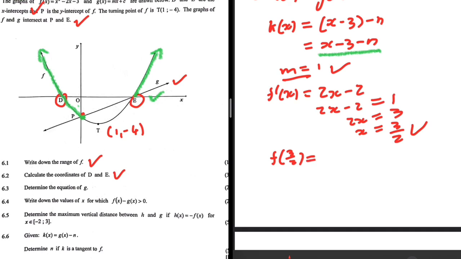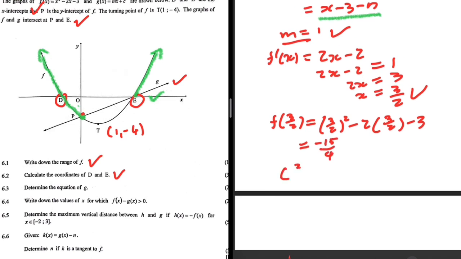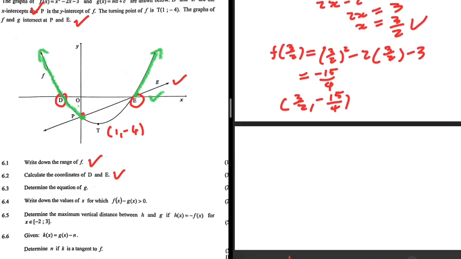Right. So f of x, x squared, so 3 over 2 squared minus 2x, 3 over 2 minus 3. So let's take a look at this. So we have 3 over 2 squared minus 2, 3 over 2 minus 3. So this gives us minus 15 over 4. So right, this point 3 over 2, minus 15 over 4, it lies on k of x. So we can substitute that point into k of x in order to find the value of n. If we do that, y value is minus 15 over 4.